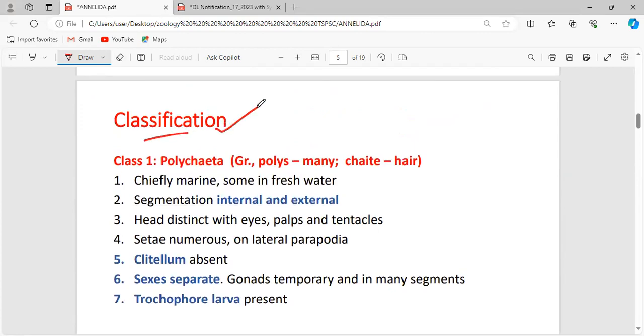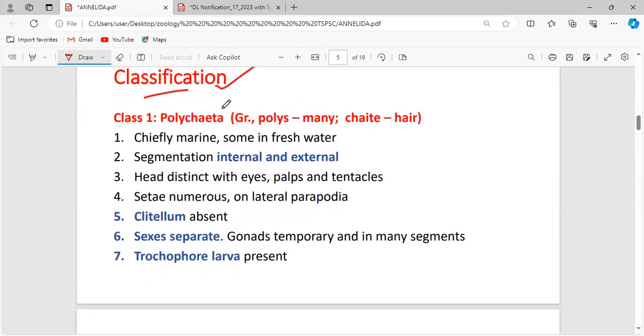When it comes to the classification, the first class we are going to see is Polychaeta. The word poly means many, chaeta means hair. They are chiefly marine. Some can also be seen in freshwater.